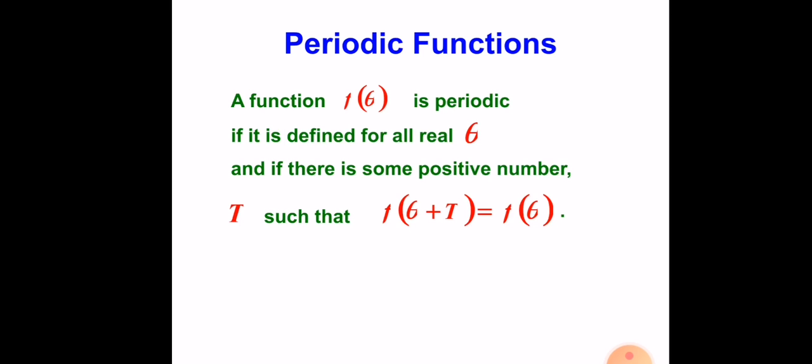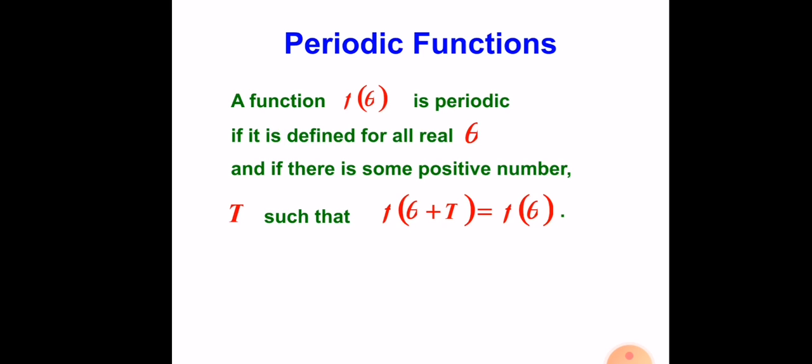Then we can define such a periodic function using the expression f of theta plus T is equal to f of theta. That means that the function repeats in regular intervals. The value of the function at a given real theta is f of theta. If it has a period T, what does it mean? Its value repeats after a period. So f of theta plus T will be equal to f of theta. That is the meaning of a periodic function.